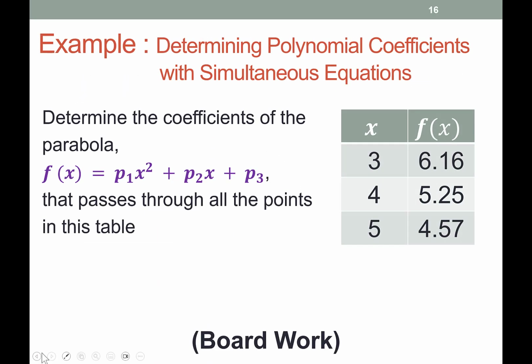So let's do an example where we're trying to find what are the coefficients p1, p2, and p3 that would interpolate between these 3 points, where we have x equal to 3 and y equal to 6.16 and so on, using the drawboard. So let's move to the drawboard and perform this example there.